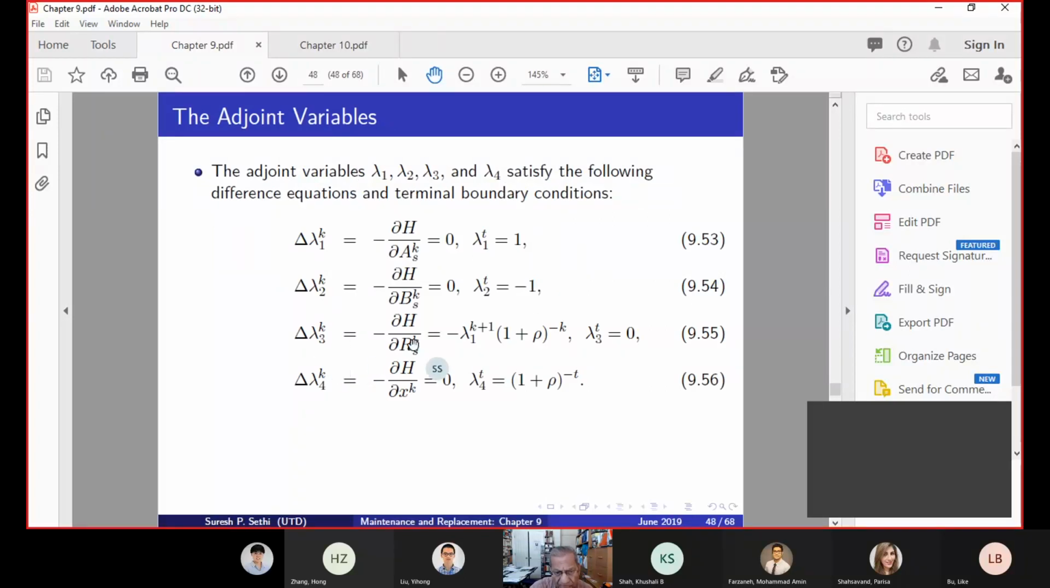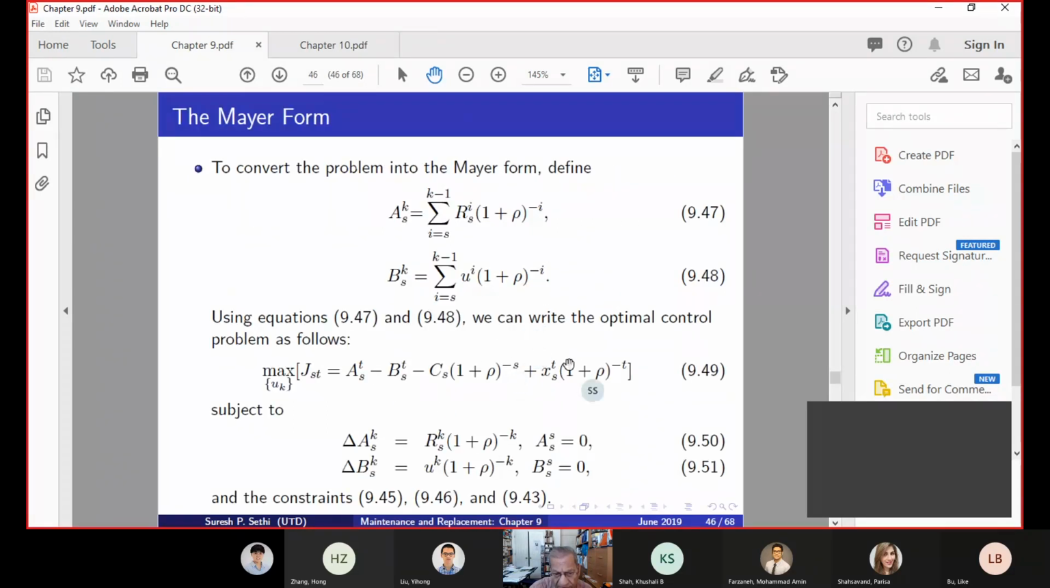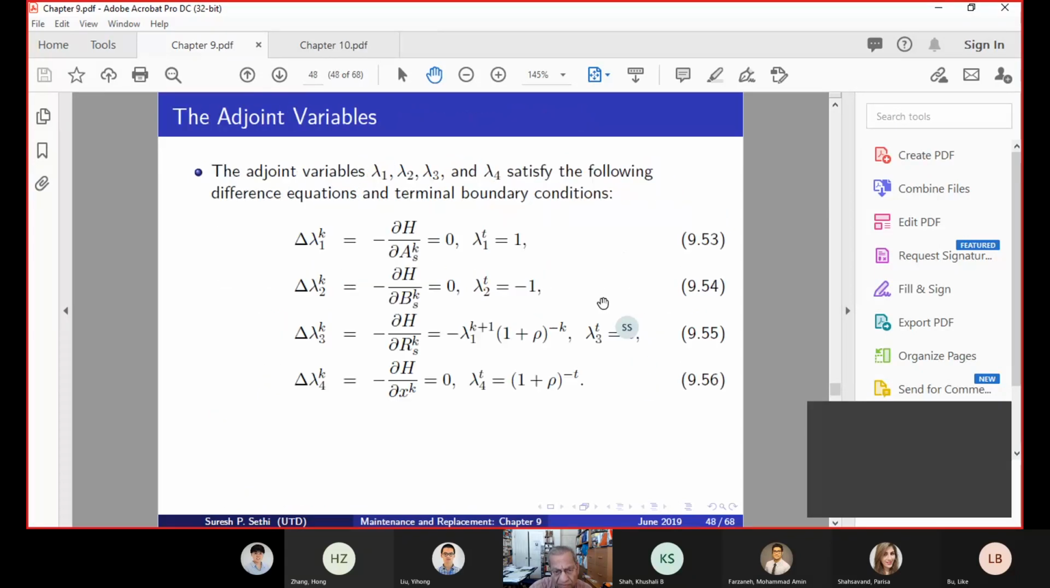The third equation is with respect to R, and there is no R term in the objective function, so this is 0. And the fourth is with respect to x,k, and the objective function has this one, minus (1 plus rho) to the minus T. Remember, this is a constant for this problem. So we have this. With these conditions, there is no x, there is no u involved, so they can be solved completely independently.